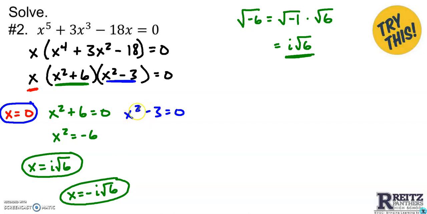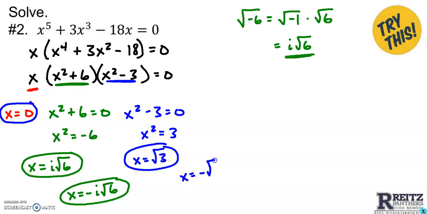Now here, if x squared minus 3 equals 0, then x squared equals 3. I think we actually had this in item number 1. And the square root property says that x either equals the square root of 3, or x is the opposite of the square root of 3. So there are 5 solutions that all work.